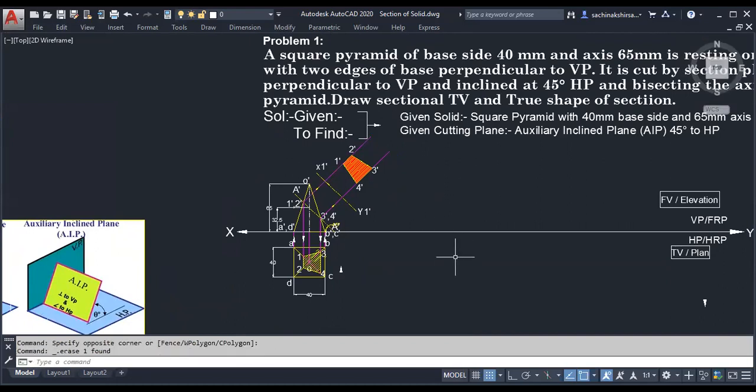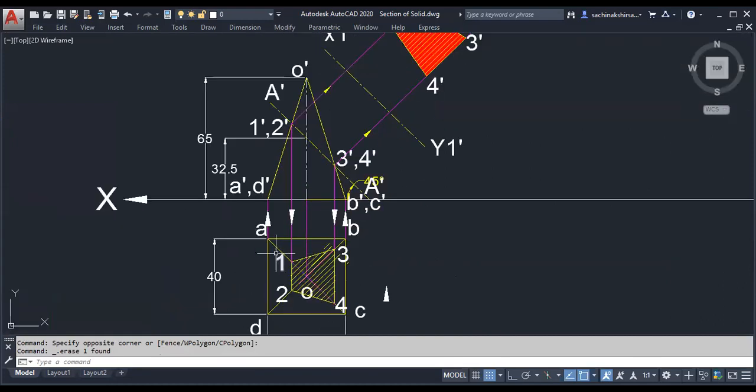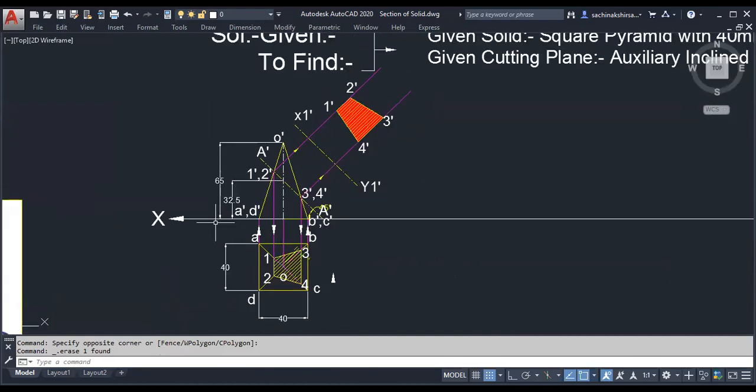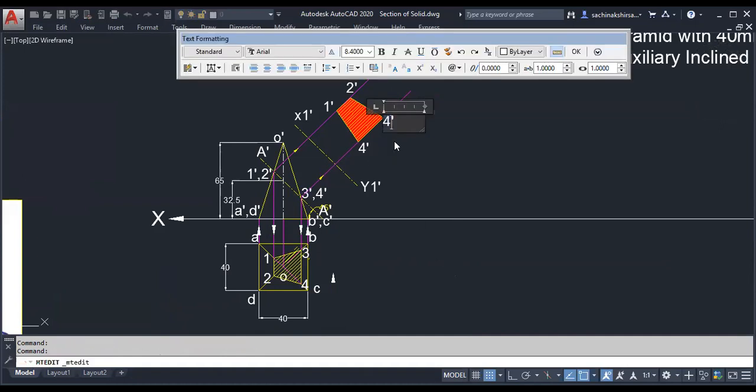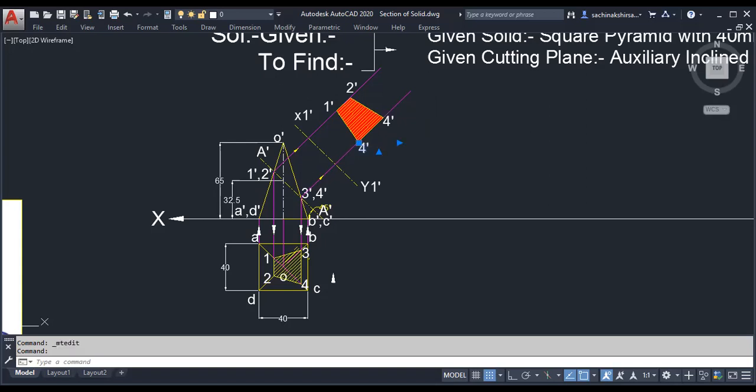How we have to calculate the true shape, shall I show that in 3D? Only 1 minute is remaining. Sir, will point 3 dash come before point 4 dash? Yes, sir. Sorry, 3 dash 4 dash. Yes, here 4 dash and here 3 dash.